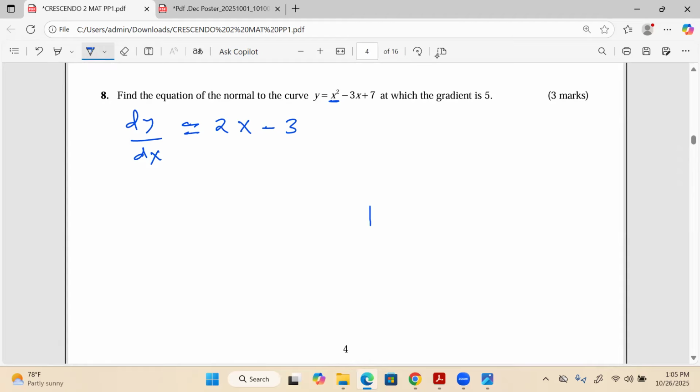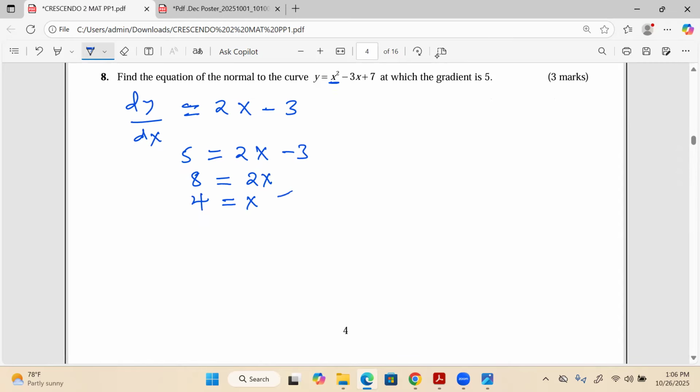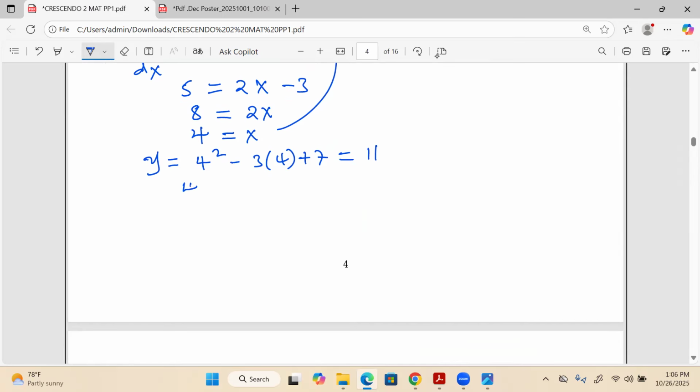But now we are told that there is a point where gradient is 5. So where gradient is 5, what shall be the value of x? If the value of gradient is 5, then x shall be 4. And if x is 4, we can find y. Then what about y? y shall be equal to x squared, so 4 squared, minus 3 into 4, plus 7. So the value of y is 16 minus 12 plus 7. This gives us 11. So the coordinate is (4, 11).